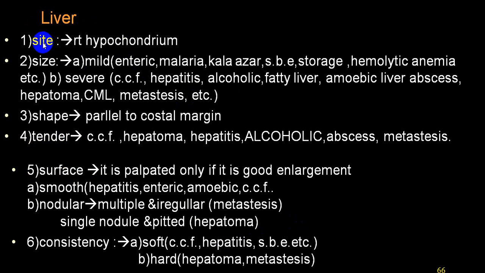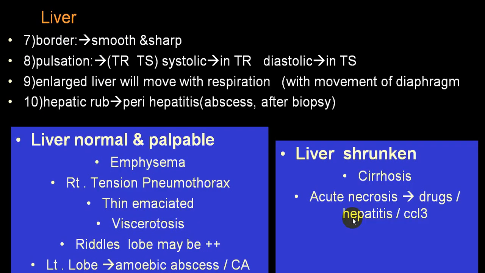So in your oral, they'll ask what you will mention: size, shape, tenderness, surface, smooth or nodular, consistency, soft or hard, border, pulsation, then movement with respiration, and any palpable rub or palpable bruit. All those will be asked.